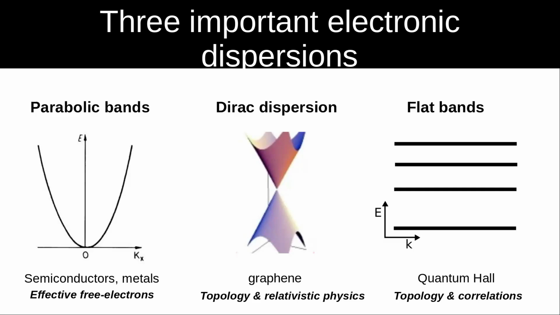Even though this seems relatively trivial, flat bands are extremely interesting. The reason they are interesting is that the flatness of the band actually gives rise to a divergence in the density of states. So you have an infinite number of states at very specific energies, which in turn leads to very strong effects when you include electronic interactions.